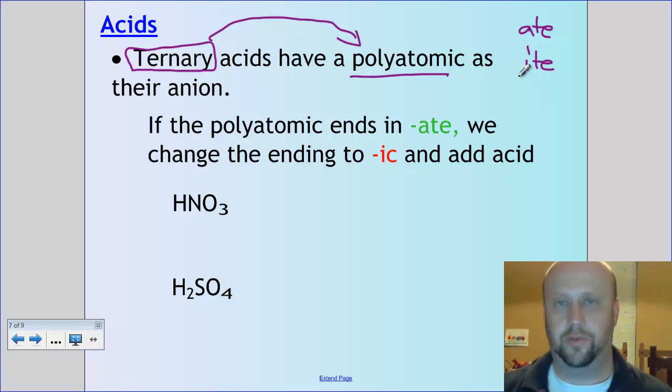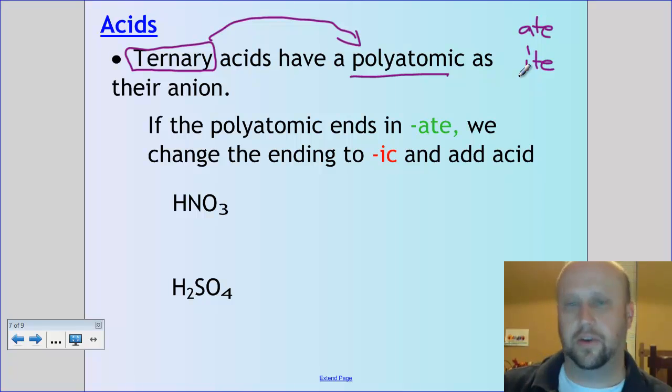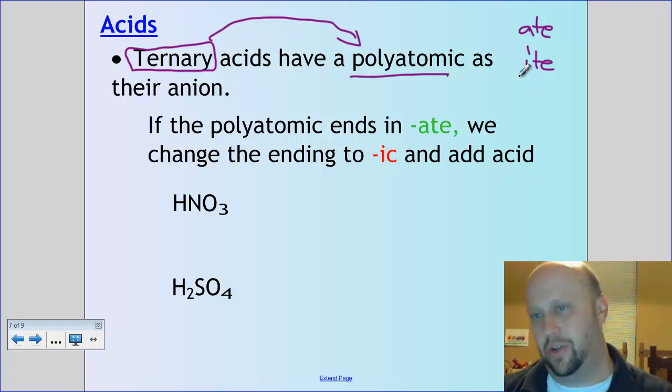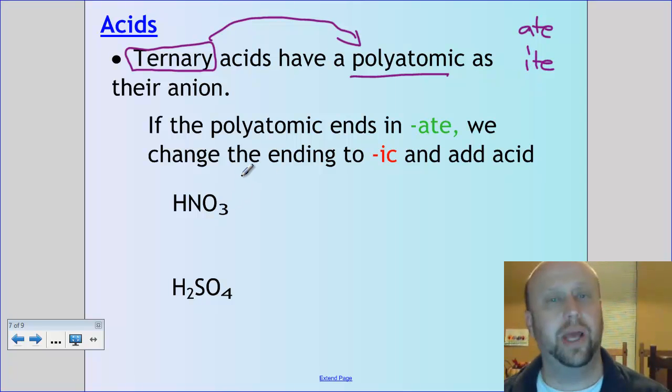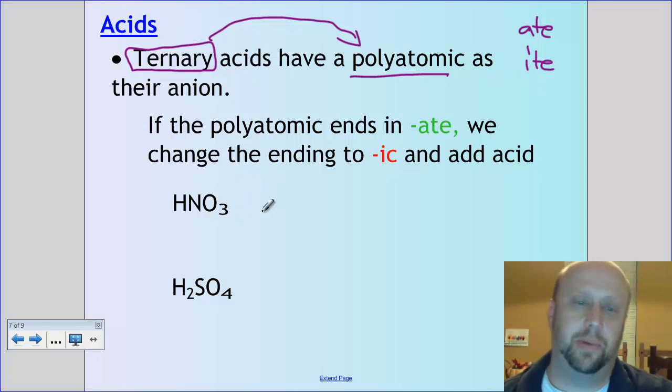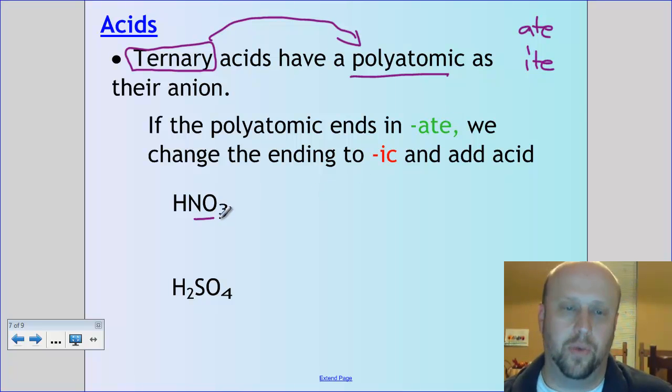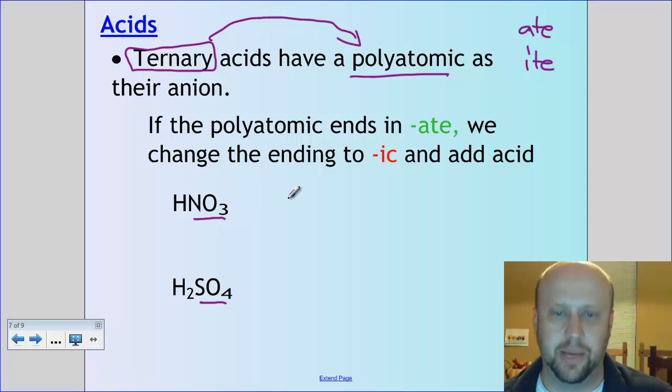So you had sulfate, sulfite, chlorate, chlorite, hypochlorite, perchlorate. They all end in ATE or ITE. So there are two ways to name acids if they have a polyatomic. The first way is if they end in ATE, you write the name of the polyatomic, just like we wrote the name of the anion before.